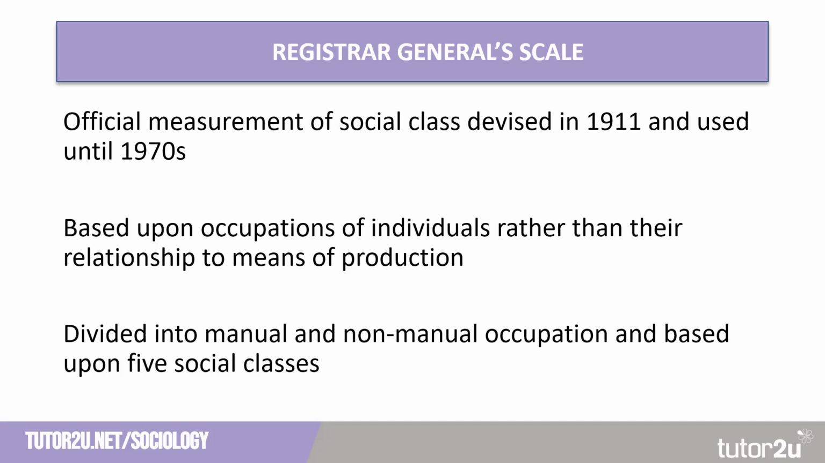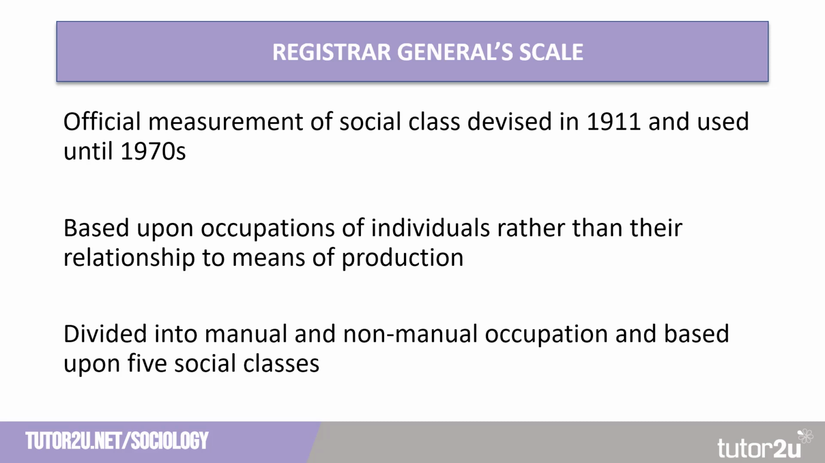The registrar-general scale was the official measurement of social class that was devised in 1911 and used up until the 1970s. As an objective measure of social class, it's based upon the occupations of individuals, rather than their relationship to the means of production, as we see with Marxist definitions of social class. One of the key factors that influences the way in which individuals were graded during the period of time when the registrar-general scale was used is whether they took part in manual or non-manual labour.